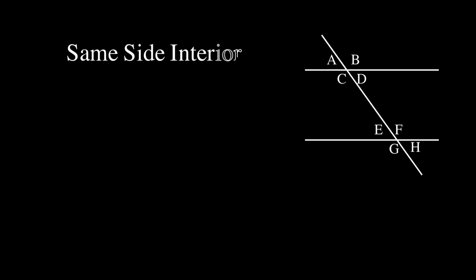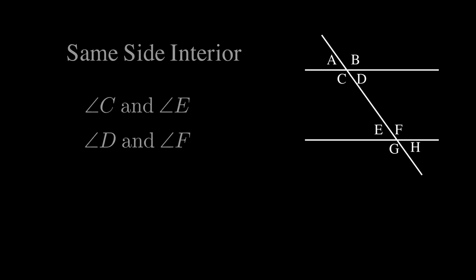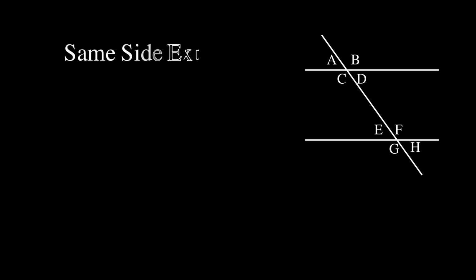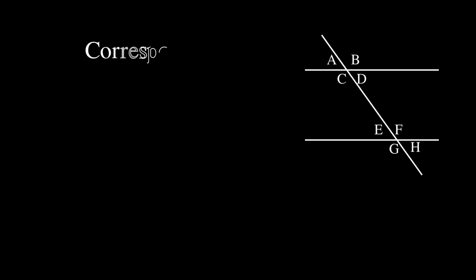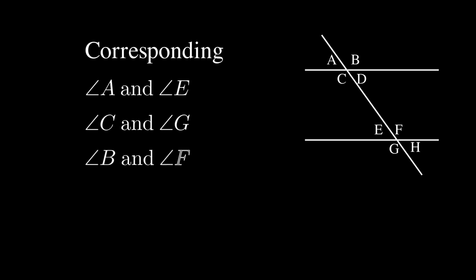Same side interior angles are between the two parallel lines, but are on the same side of the transversal. These include C and E, as well as D and F. Same side exterior angles are outside the two parallel lines, but are on the same side of the transversal. These include A and G, as well as B and H. Corresponding angles are on the same side of the transversal, but can be either above or below the two parallel lines. Examples include A and E, C and G, B and F, and D and H.